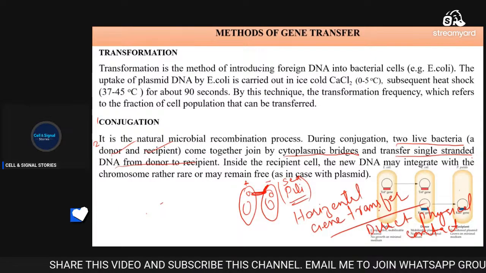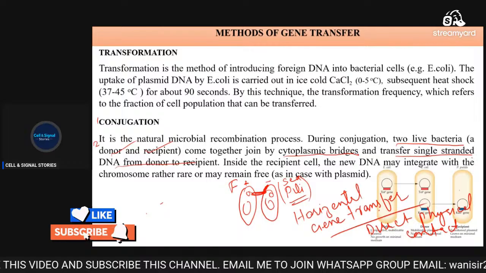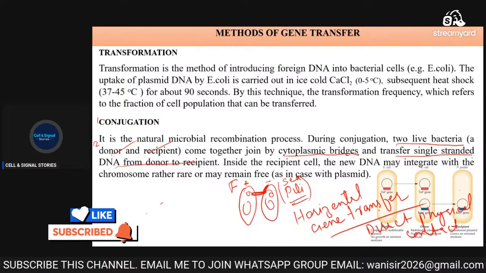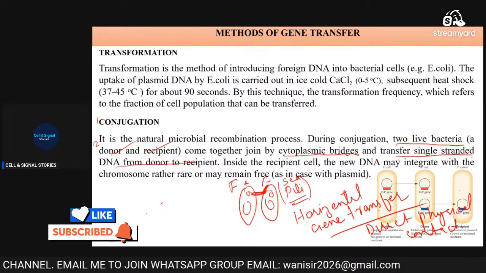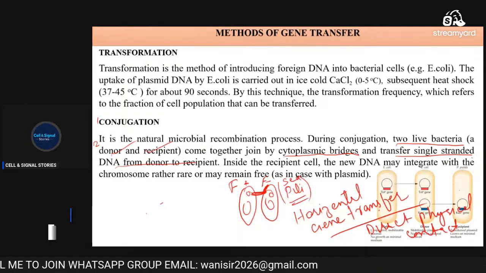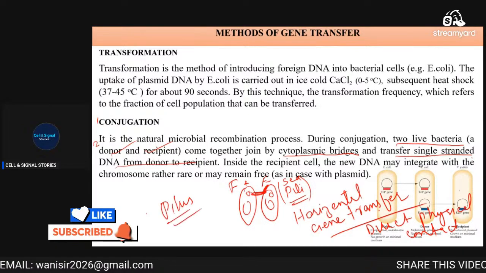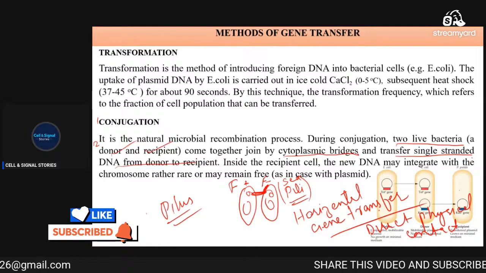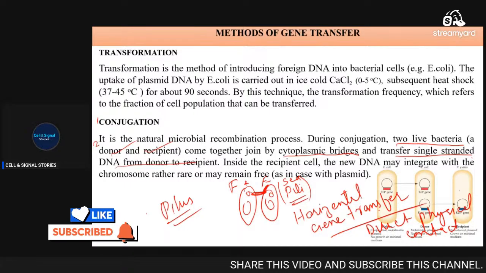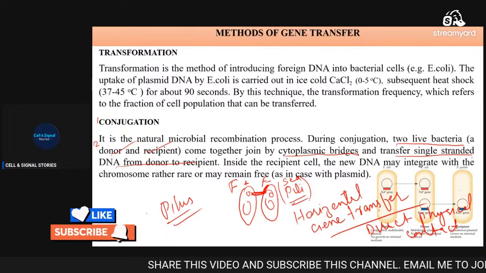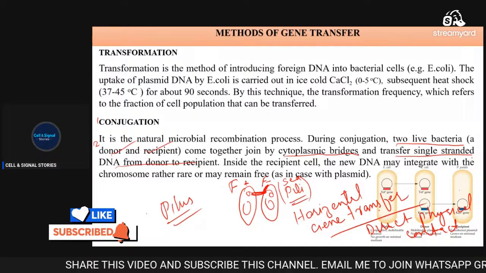So the donor is called F positive, and the recipient is called F negative. The donor produces a pilus, and this pilus attaches to the recipient and a bridge forms and the transfer takes place. What is the application of this?